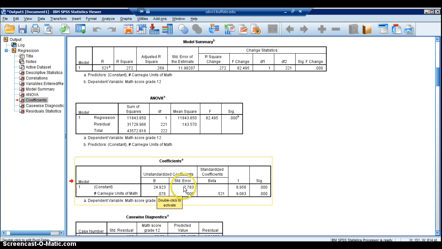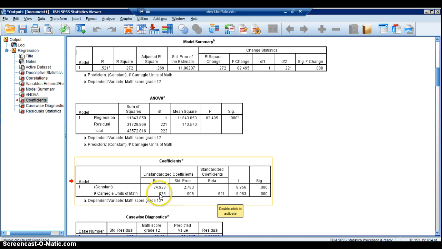Right next to that column, you have your standard errors. Typically, we only care about the standard error for our independent variable. We don't really care about the standard error for the constant term. Then right next to that column is the standardized coefficient beta. Instead of talking about things in raw units, we're talking about things in terms of standard deviations.